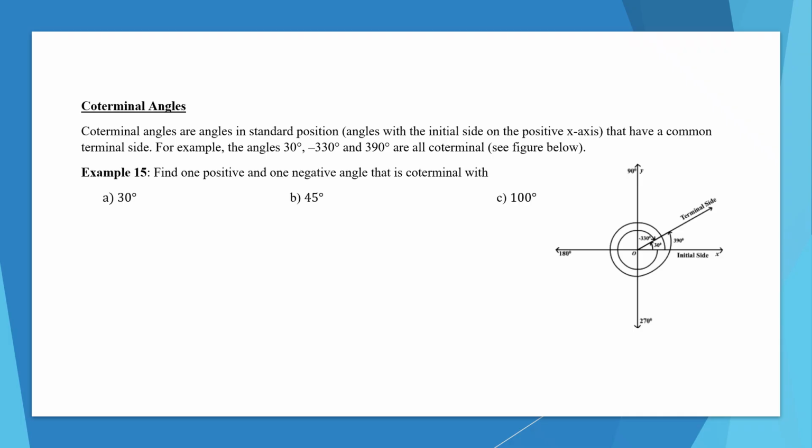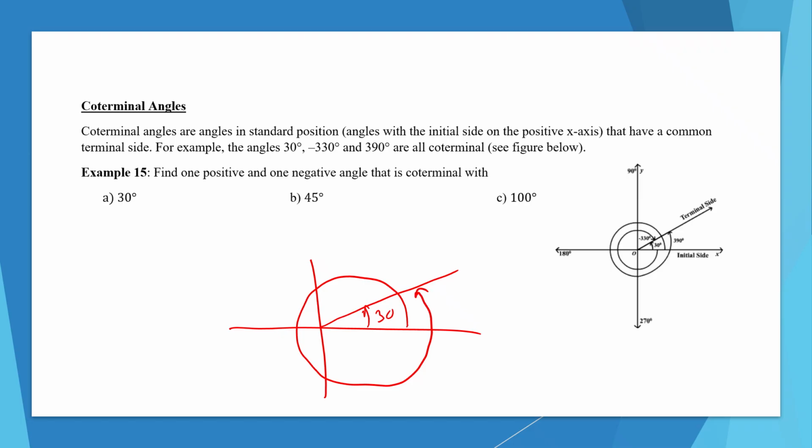These are angles that are going to have the same location, but they're going to have maybe a different number of full rotations. So for example, and this is not the example 15, this is just an example here. Let's say I have this angle. This is what 30 degrees would look like. However, let's say I wanted to have 390 degrees, which is 360 plus 30 to give us 390 degrees. That's going to appear with the same terminal ray or terminal side.